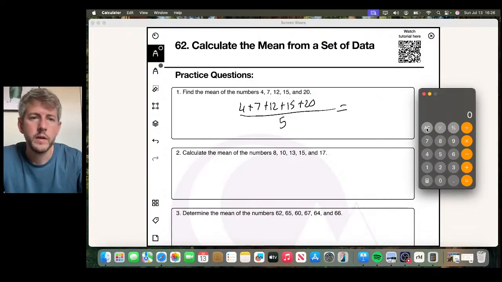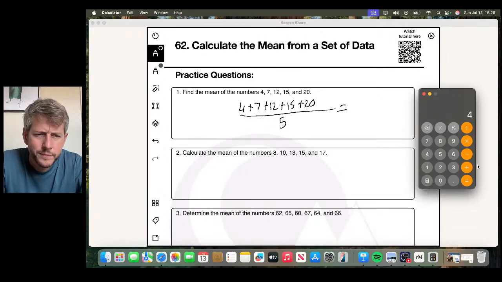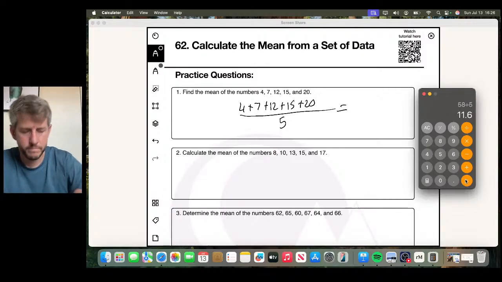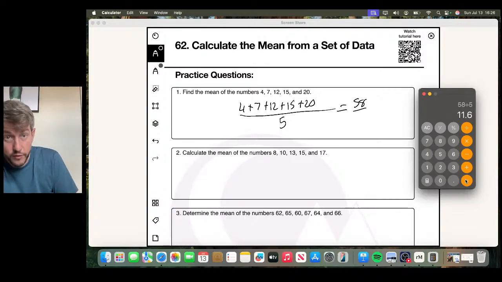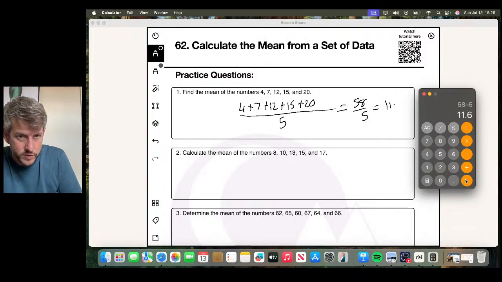Okay, so let's do this first. So we've got 4, add 7, add 12, add 15, add 20. Yeah, 5 things there. Divide that by 5. There we go. 58 over 5 equals 11.6.